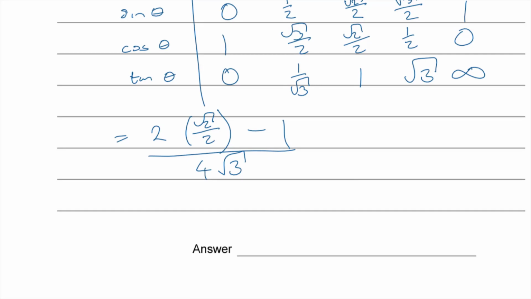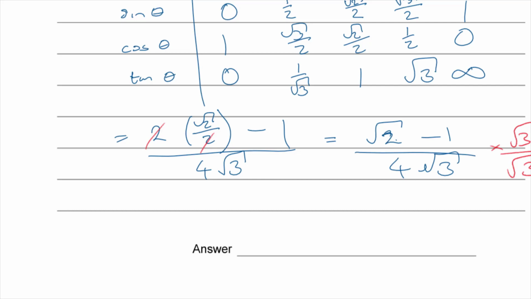Well, let's multiply out the top part first. So they cancel, don't they? So it leaves me with root 2 minus 1 over 4 root 3. So to simplify the denominator, if we times top and bottom by root 3, root 3 divided by root 3 is 1. So multiplying through by 1 doesn't change it, but it will just change the form somewhat.